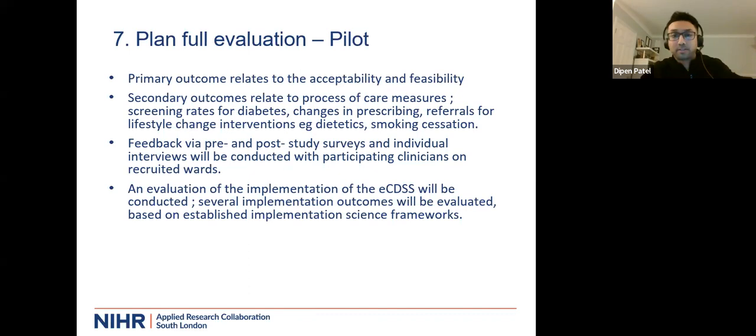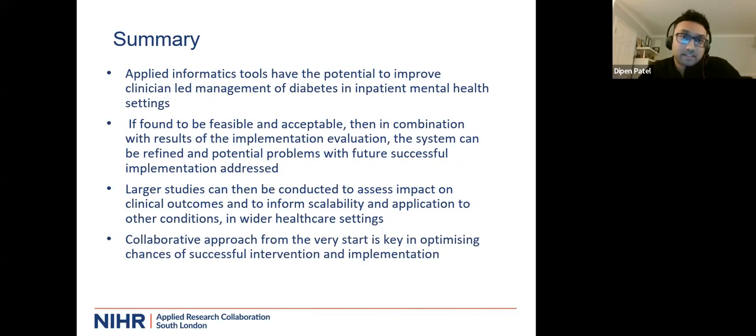Next slide. So in summary, I think applied informatics tools have the potential to really improve clinician-led management of diabetes, but also other physical health conditions in inpatient mental health care settings. If we find evidence of feasibility and acceptability, then in combination with the results of the implementation evaluation, we can hopefully refine the system, address any issues and barriers to its use, and then hopefully scale up in future work in the form of larger studies where we can actually assess the impact on clinical outcomes.